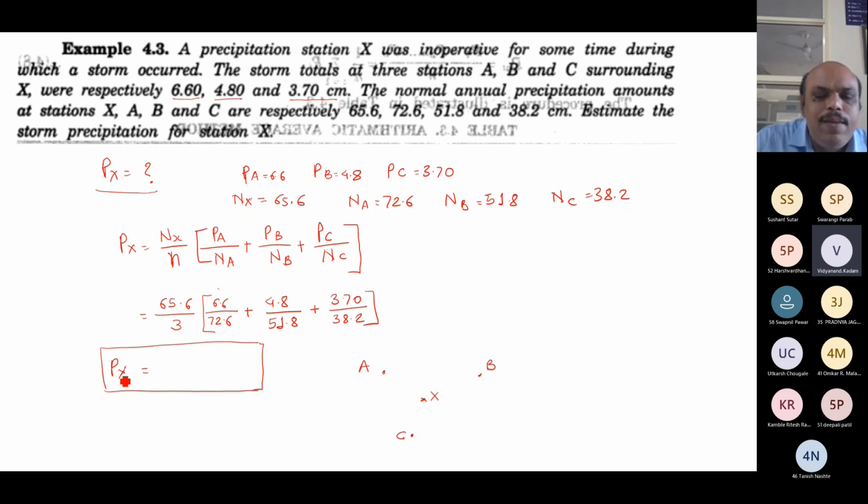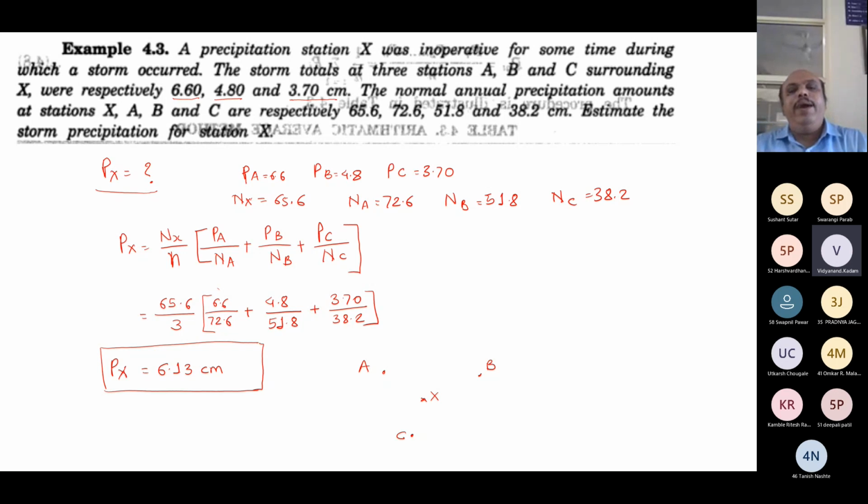Hence calculate Px, missing precipitation at station X. 6.13 centimeter. It is 6.13 centimeter. So this is the normal ratio method.